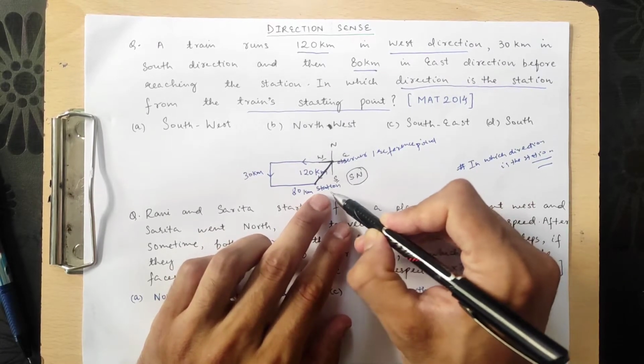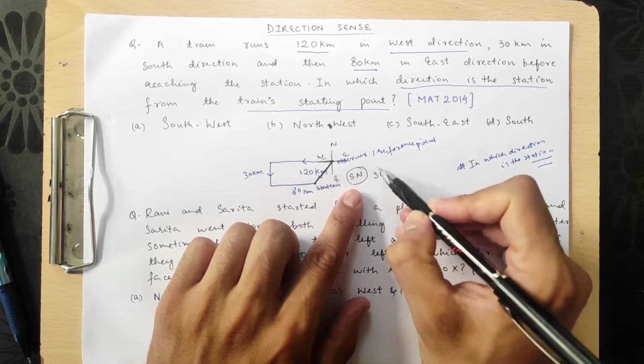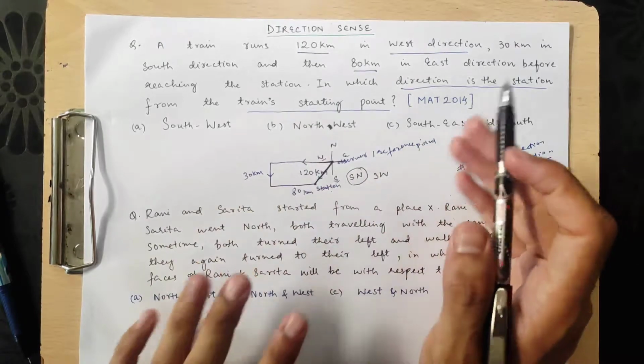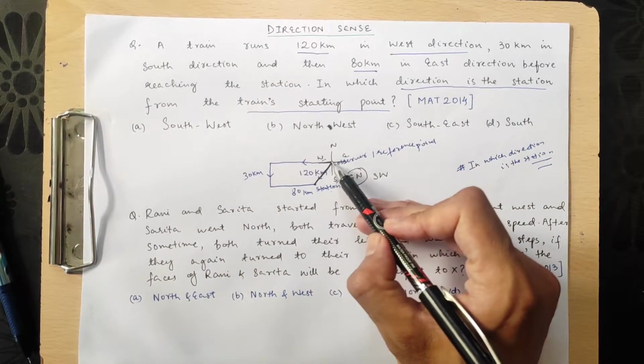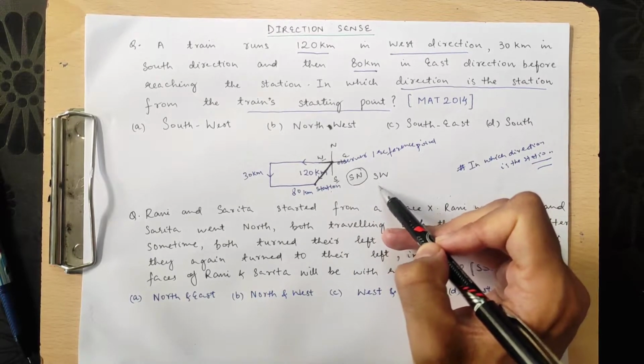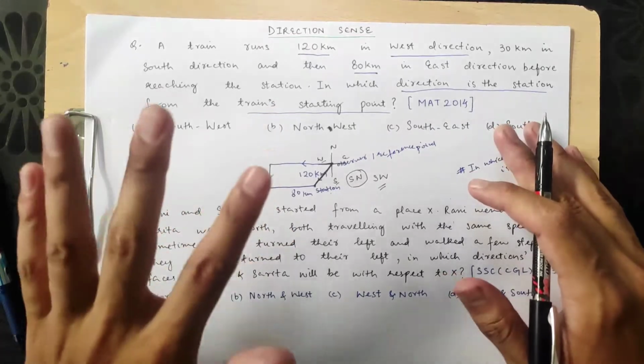So that means the station is in the southwest direction from the starting point. Got it? So I looked from the starting point towards the station. In which direction is this? This is towards the southwest direction. So this is the simple concept and simple approach to solve these types of questions.